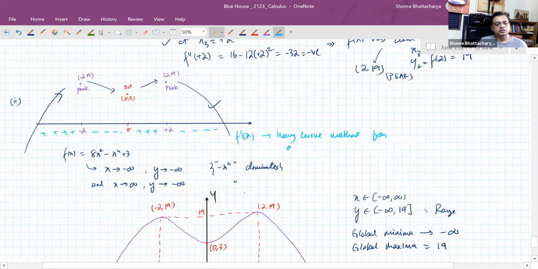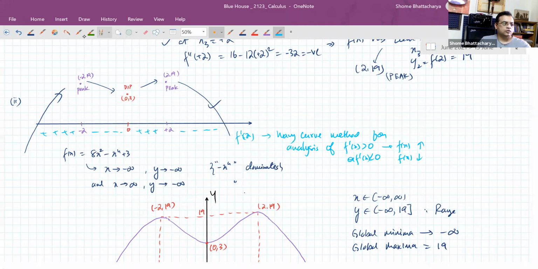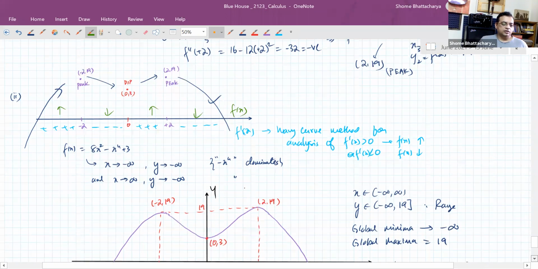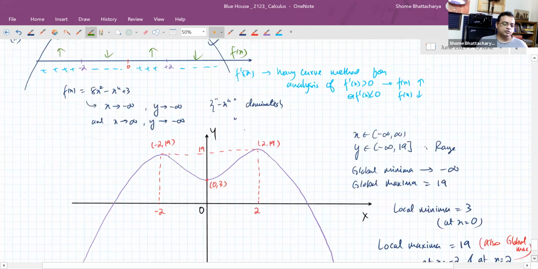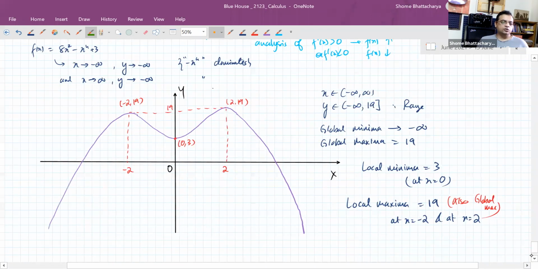For analysis of f prime x greater than 0 or f prime x less than 0, that is, the function is increasing or the function is decreasing. So in this region, you can see it's increasing. This region is decreasing, then again it's increasing, then again it's decreasing. But now you can see that I have considerably reduced the amount of analysis I have to do by incorporating the second derivative test method for our local maxima and minima.